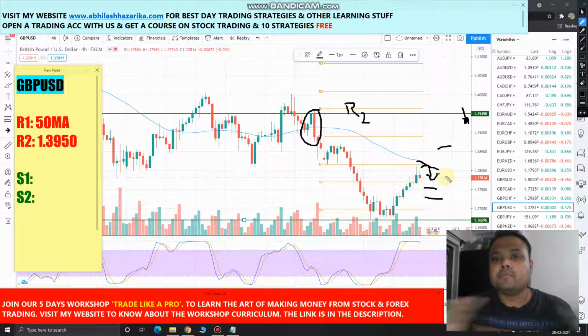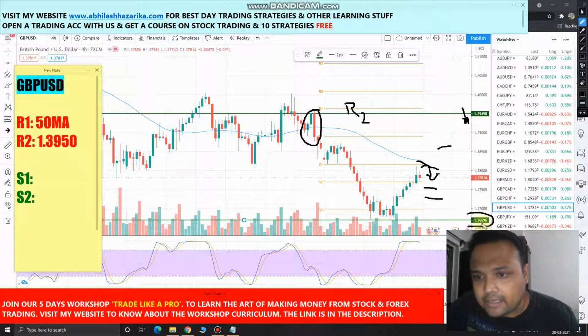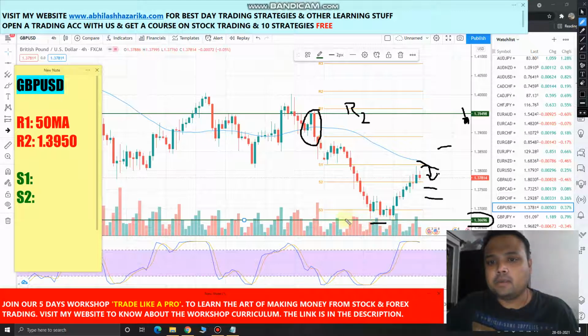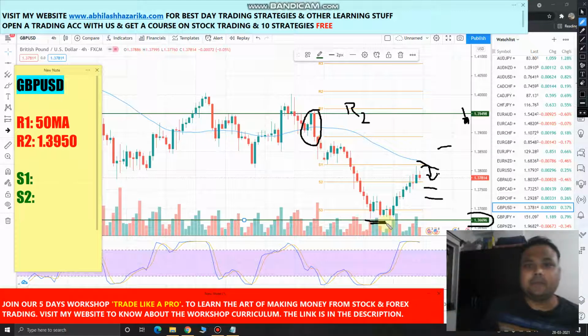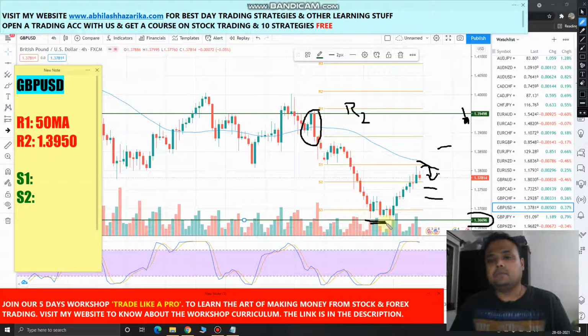Okay, because you can see that I have also drawn a support line. Okay, 1.339, 3669. I have not mentioned it here because this is not a valid or proper support for the market, because unlike this resistance, this is not a prominent support for the market. In the chart of GBP USD, there is no prominent support available as of now. Therefore, I have not mentioned anything.